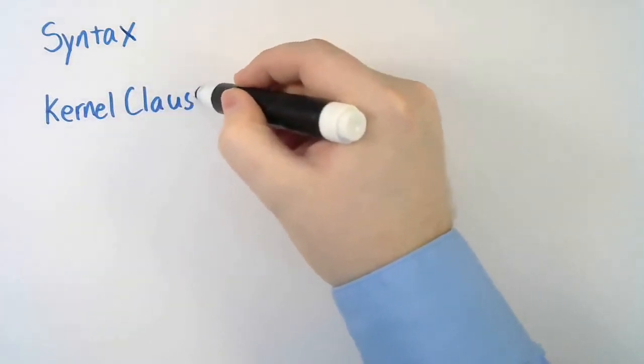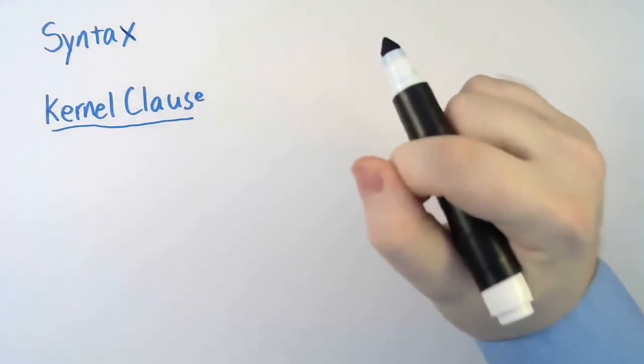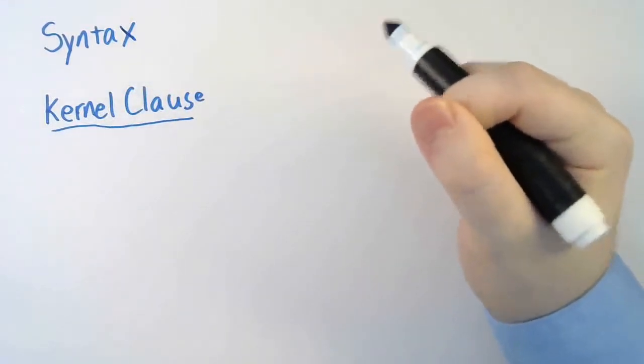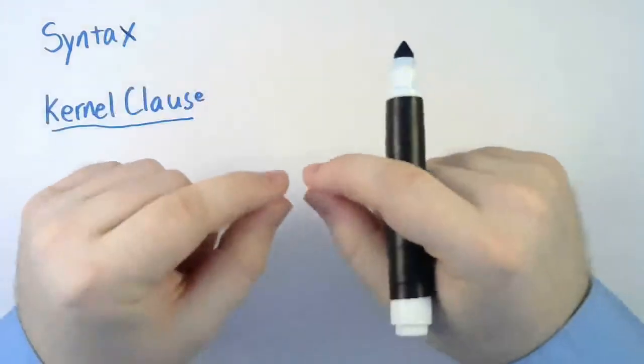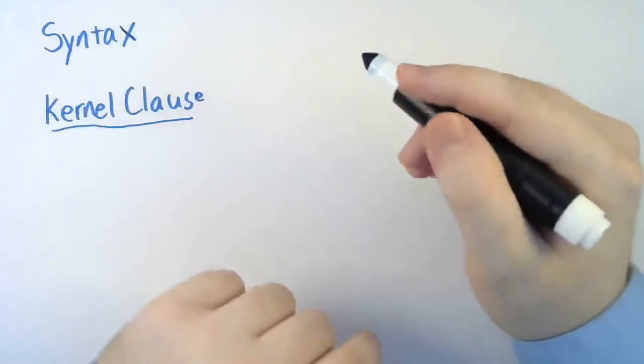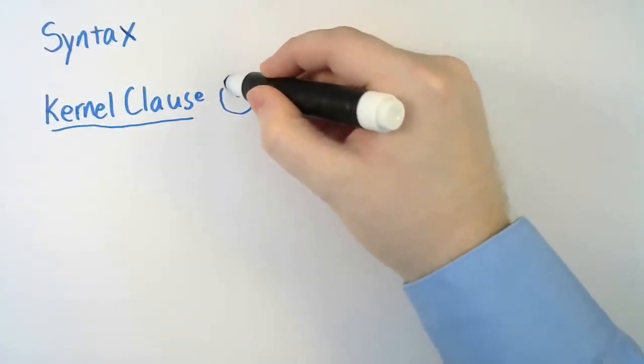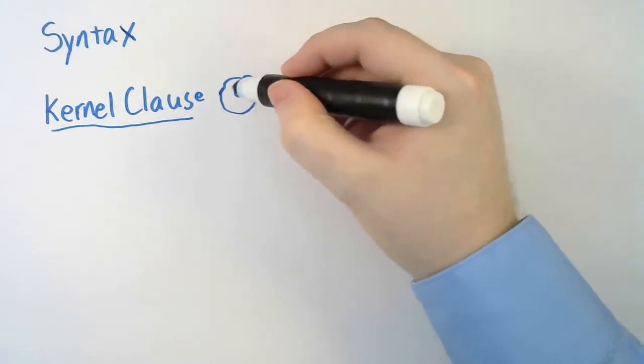Kernel clause. The kernel clause is the most basic form of the sentence. You know how popcorn is formed by having a kernel that pops into something bigger. It's sort of like a sentence. A sentence has a kernel clause, and everything around it modifies the kernel clause.